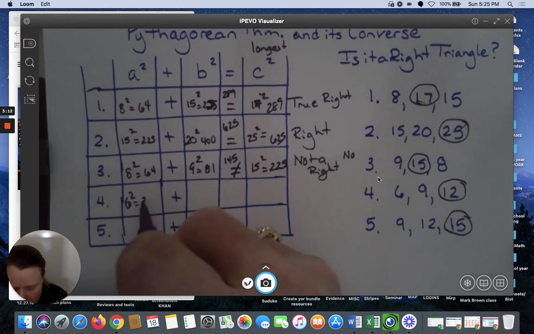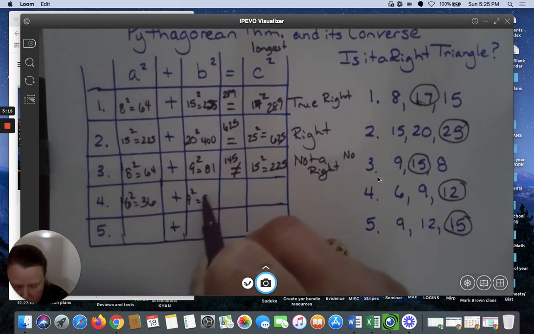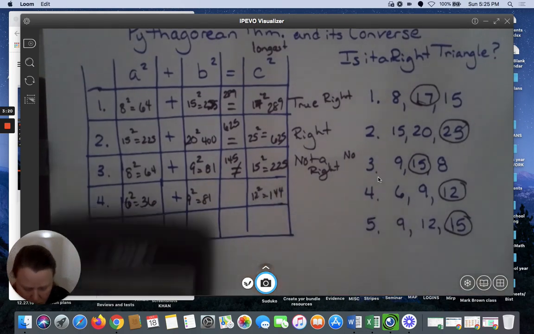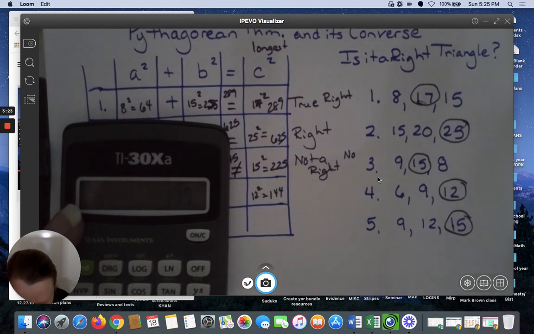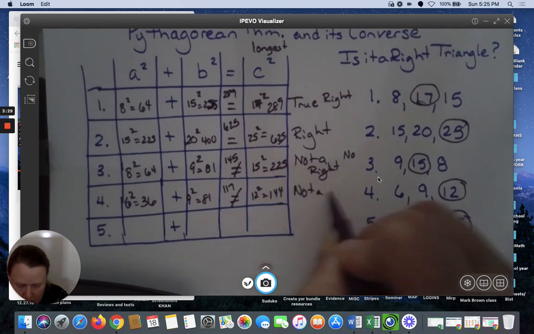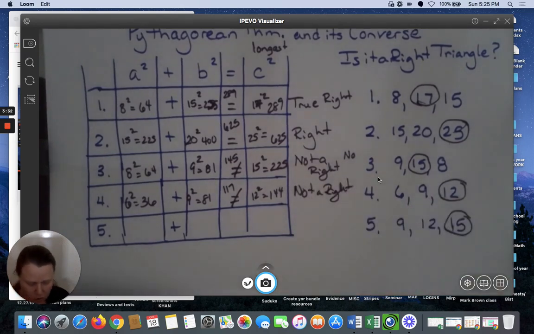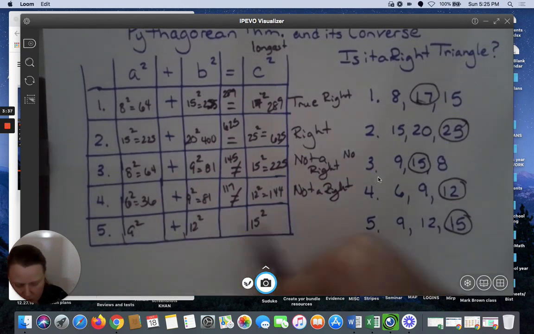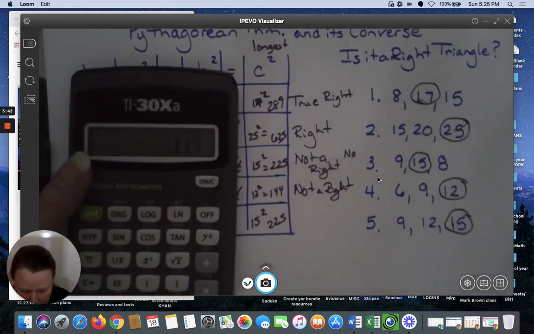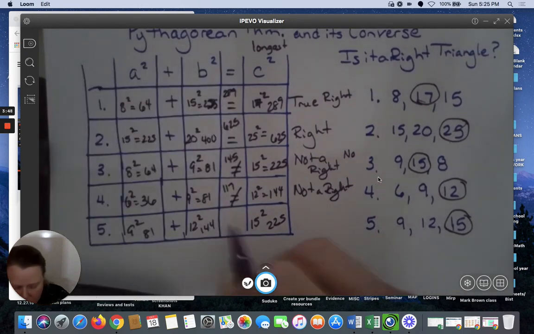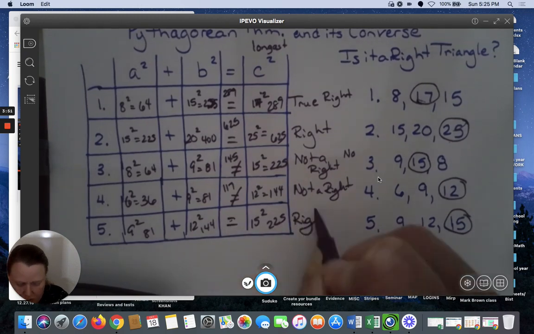So 6 squared is 36, 9 squared is 81, and we're checking it against 12 squared, which is 144. And so 81 plus 36 is 117. So again, this one is not equal, and it is not a right triangle. And so we'll try one more. 9 squared and 12 squared, and does it equal 15 squared? So 81 plus 144, does it equal 225? And again, I always check it with my calculator just so that I don't make any silly mistakes, and I do get 225. So this one is again equal, and it will be a right triangle.